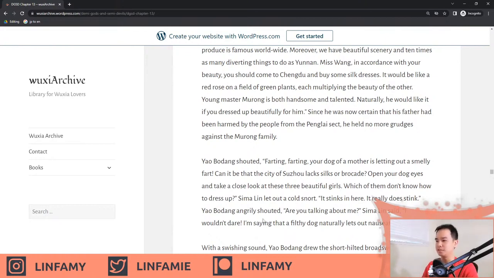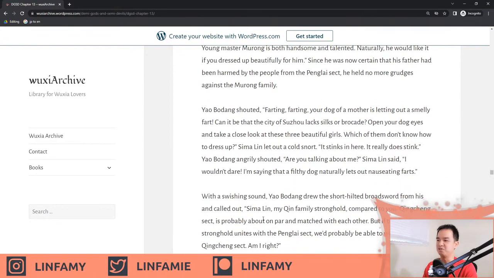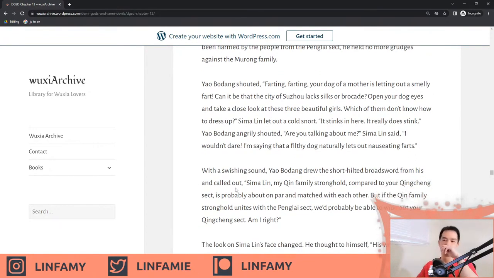Sima Lin let out a cold snort. "It stinks in here. It really does stink." Yao Bodong angrily shouted, "Are you talking about me?" "I wouldn't dare. I'm saying that a filthy dog naturally lets out nauseating farts." With a swishing sound, Yao Bodong drew the short-hilted broadsword from his waist and called up.